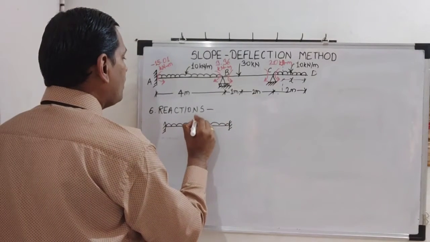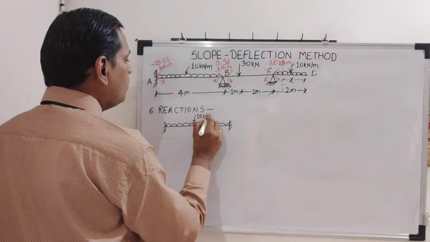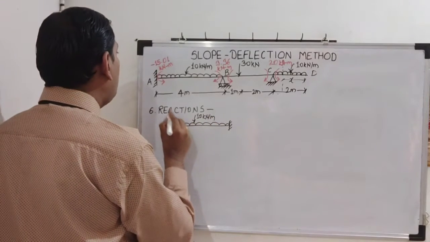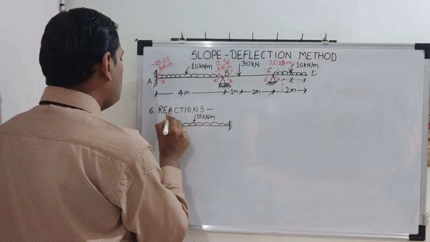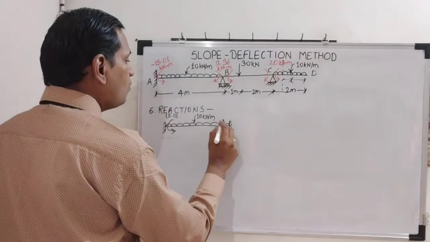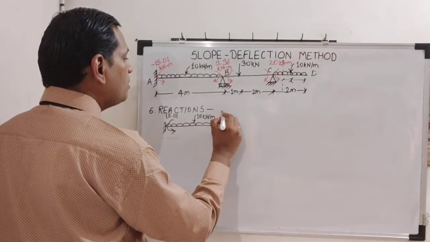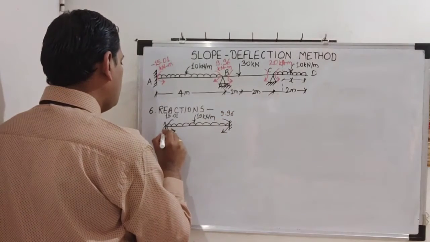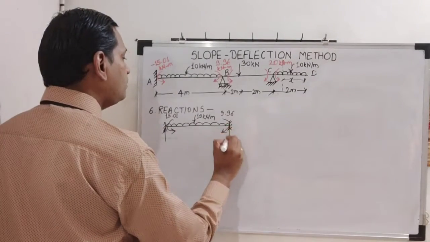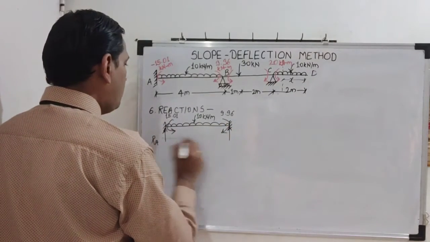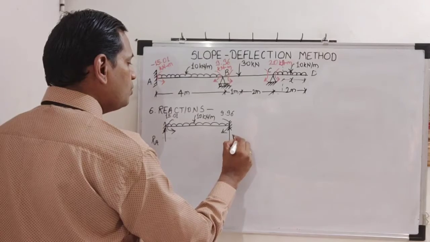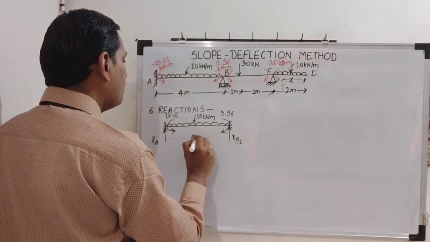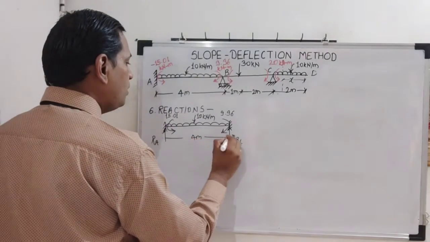So this is 10 kilonewton per meter external load. Then this anti-clockwise moment of 15.01. Here is clockwise moment of 9.96. Then these are the reactions RA and RB1. And how much is span AB? 4 meter. Okay, so we know this much.